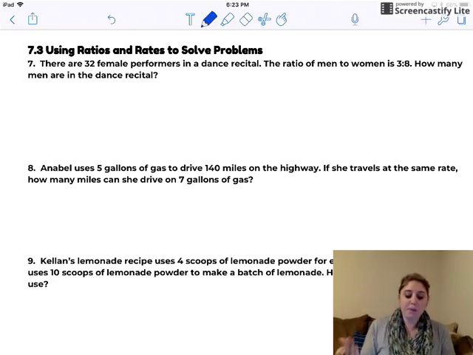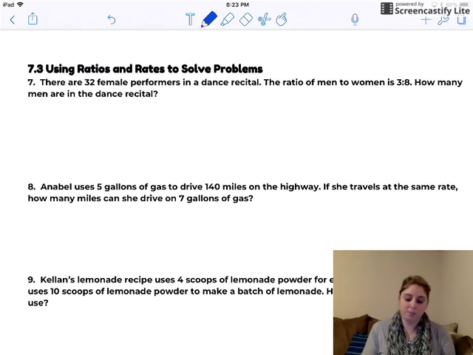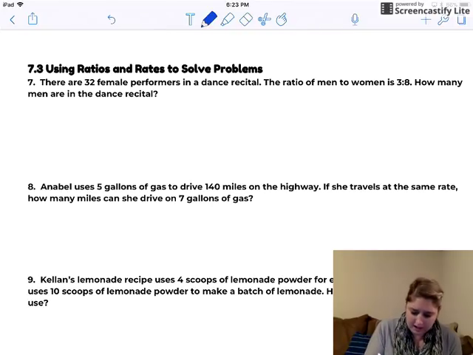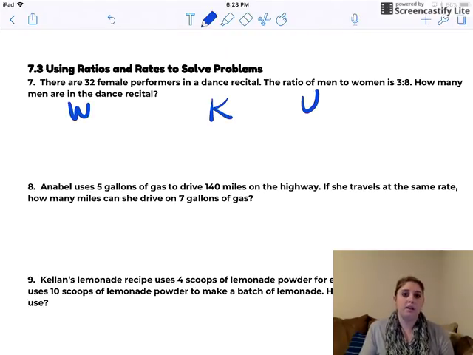Okay, so flip it over to the back. This is where we were finally starting to talk about ratios and rates, and we were comparing them using WKU. So all of these problems on the back are WKU problems to really get us going with it. So W, what word? Known, unknown.